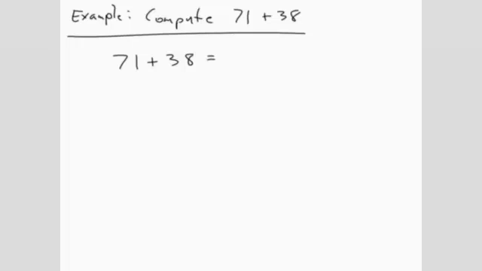71 plus 38 equals. We're going to break up the second number into 2 simpler numbers, 71 plus 30 plus 8. And then we will do the calculation from left to right. 71 plus 30 is 101. We still need to add the 8. 101 plus 8 is 109.